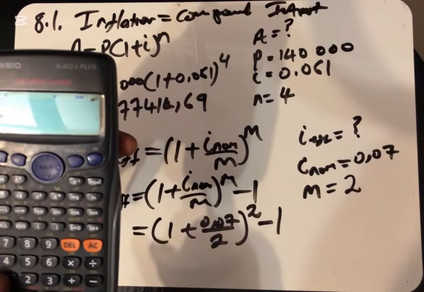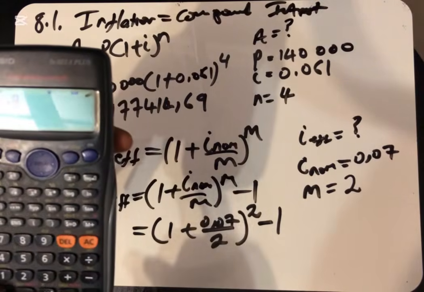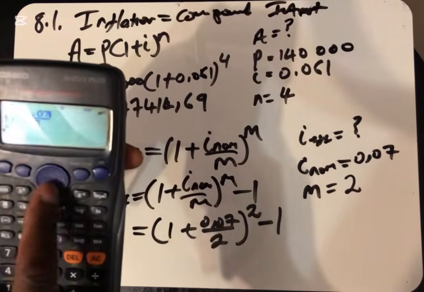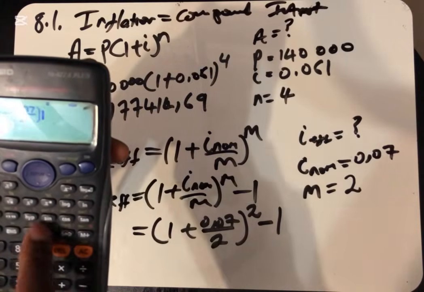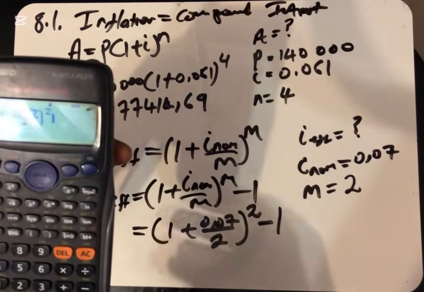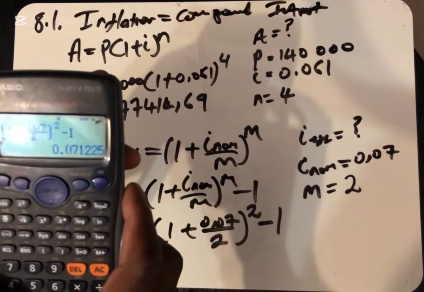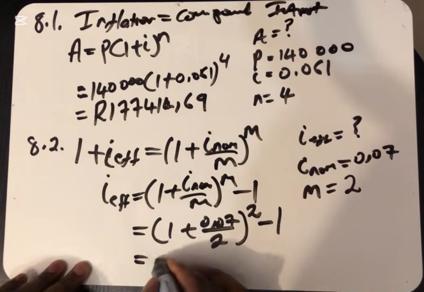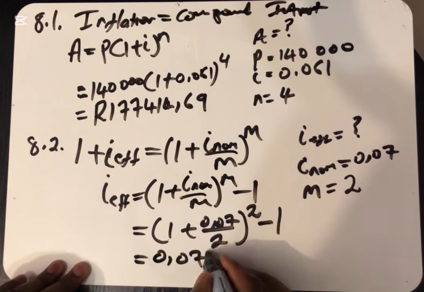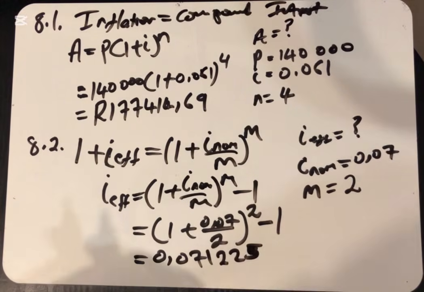We use a calculator for everything. 1 plus 0.07 over 2, to the power 2, minus 1. Then the answer here is 0.07225. That is our answer. Don't forget, we are looking for what? We are looking for the interest rate.